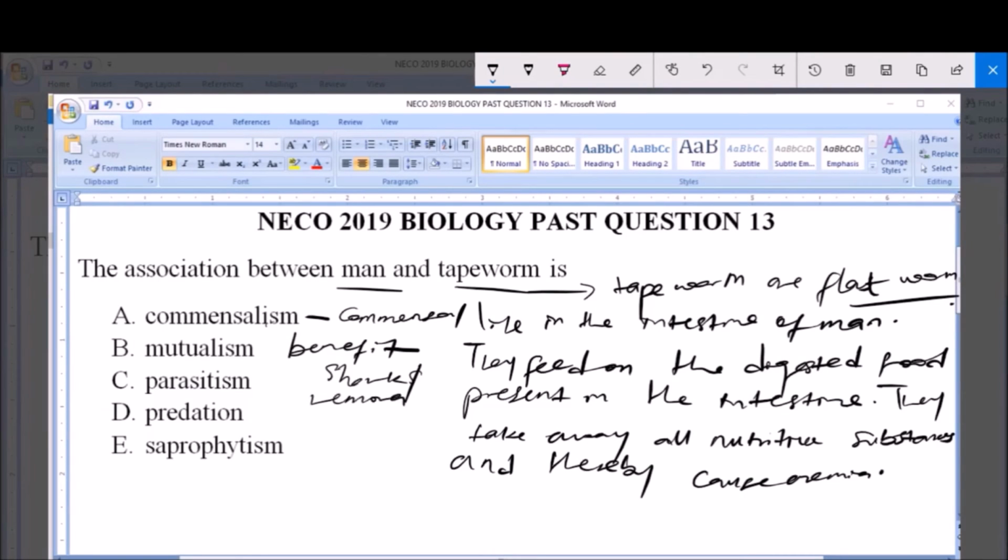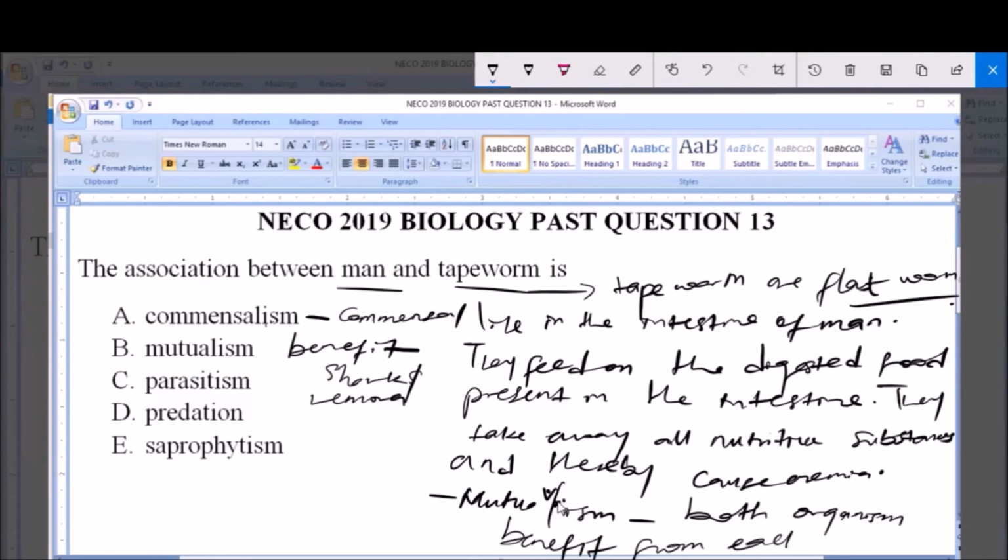Now, option B says mutualism. In mutualism, both organisms involved actually gain. That is, both organisms involved in this association benefit from each other.